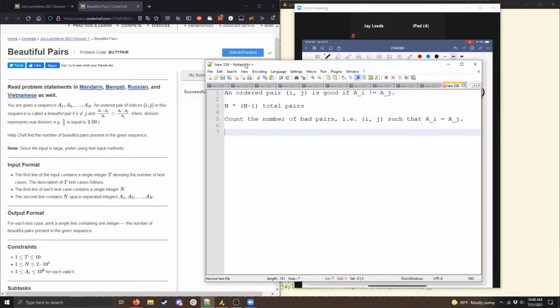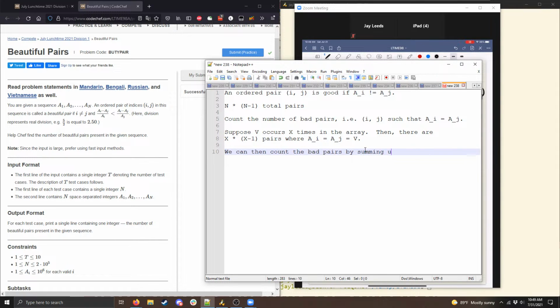The way to do this is, suppose a sub i occurs x times in the array, then there are x times (x minus 1) pairs where a sub i equals a sub j. Actually, let's say that some value v occurs x times in the array, and then this is how many pairs there are where a sub i equals a sub j equals v. We can then count the bad pairs by summing up these values over all possible v.